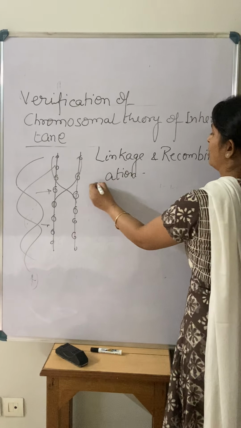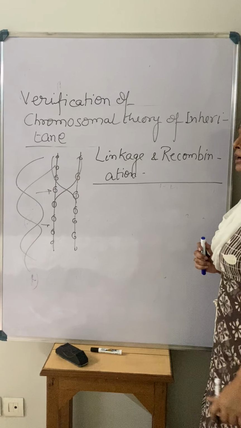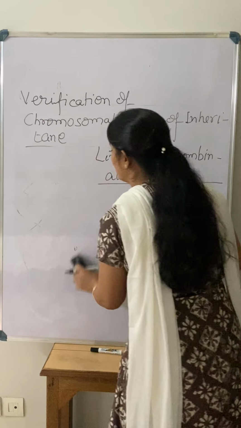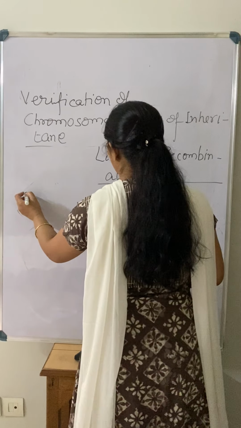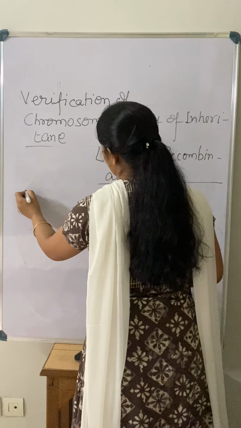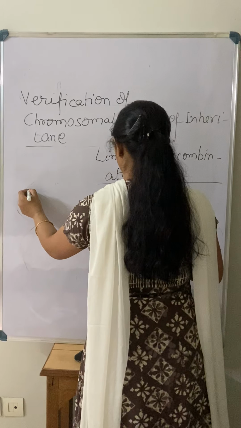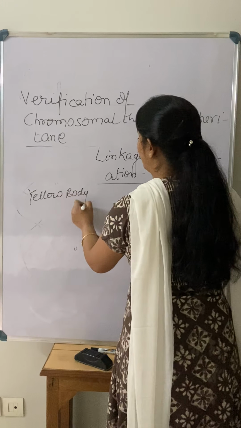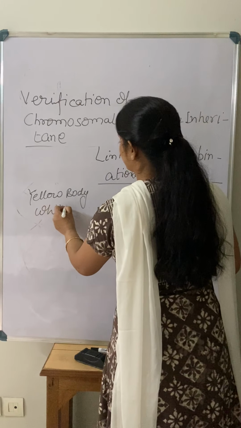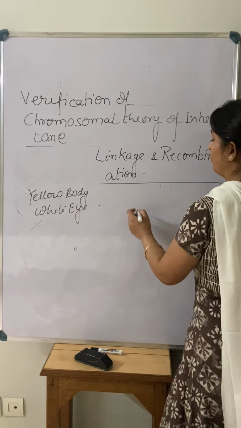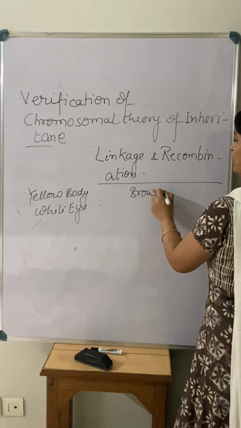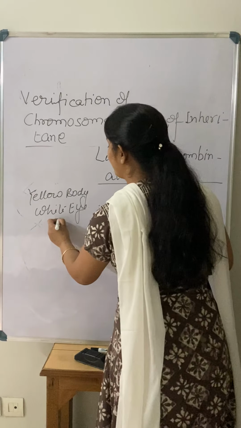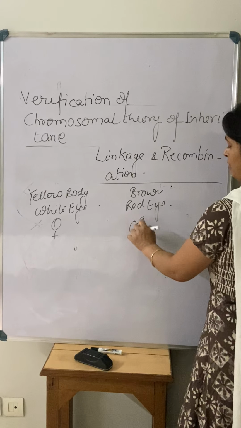Linkage and recombination. For that, he took two experimental organisms. One has a yellow body with white eyes, and one has a brown body with red eyes, right? This is the female and this is the male, right?